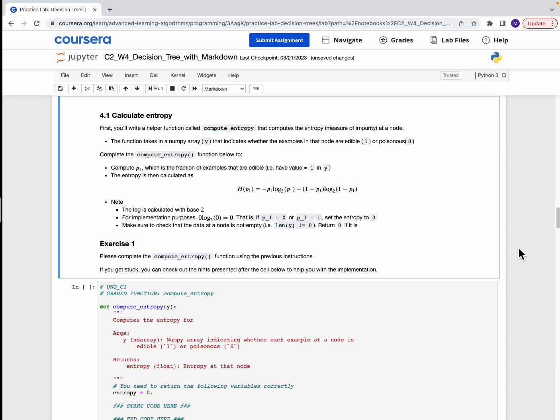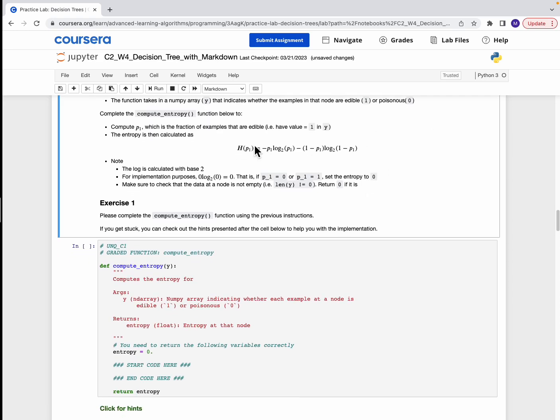Calculate entropy. We're going to compute a function called compute entropy, which computes the entropy at a node. We have a NumPy array Y, which tells us if the examples are a 1 or a 0. And we're using this formula over here, which has P1 in it, which is the fraction of examples that are edible. And we have some notes over here.